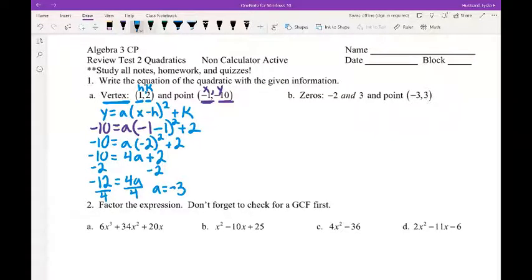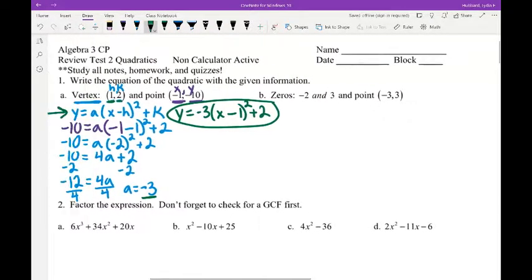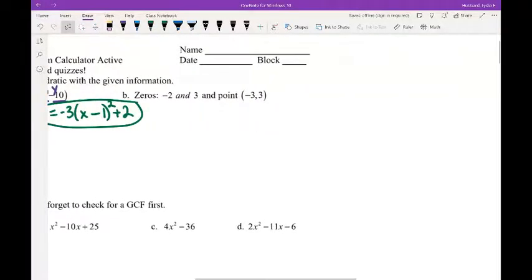So now we have that leading coefficient and our vertex, so we can go back to this form and write our final equation, which will be y equals a, which we just found to be negative 3, times (x minus h, which is still 1) squared, again, need that squared in order for it to be a quadratic, plus k, which is still 2. And so this would be our equation for that problem. And that's how we go about solving it.